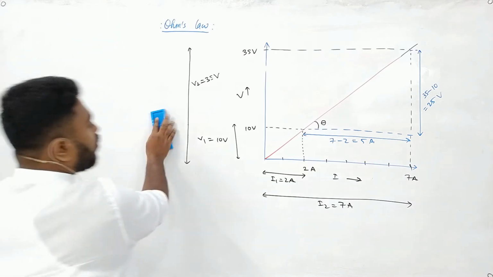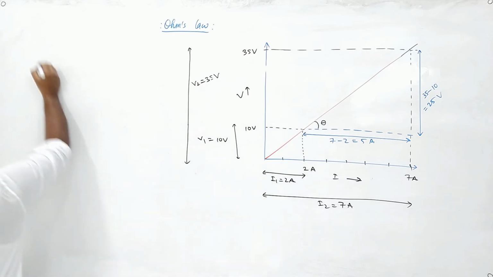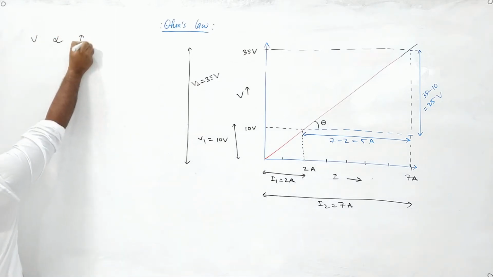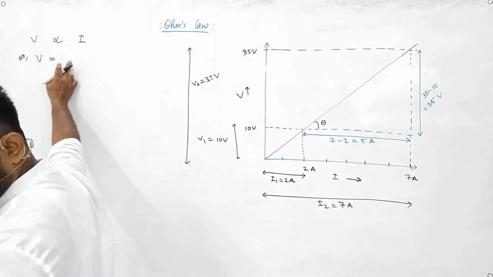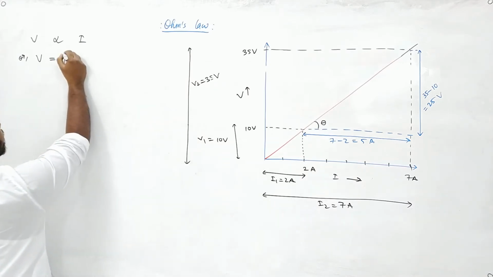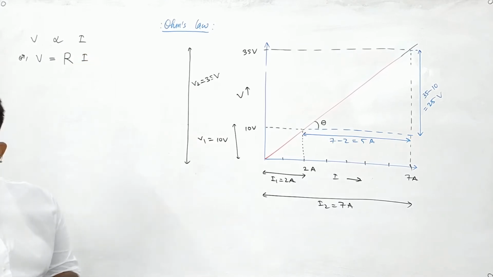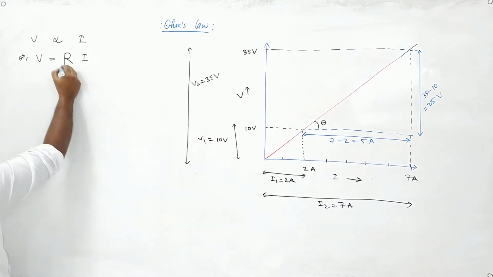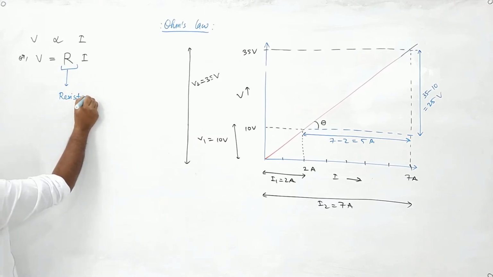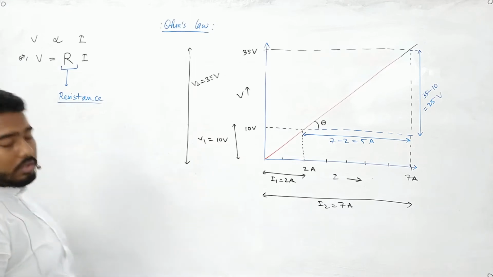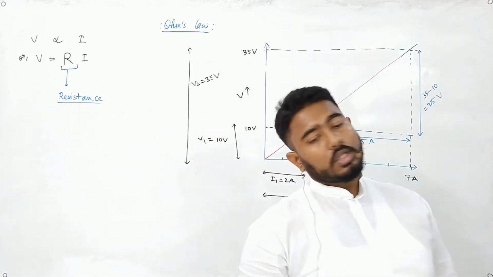Okay, so Ohm gave us a theory. Ohm told us that V is proportional to I, and to remove any proportionality we need to bring some constant. In this case that constant is R. So R is a constant. Now R is not a universal constant. This is known as resistance. But remember, resistance is not a universal constant.